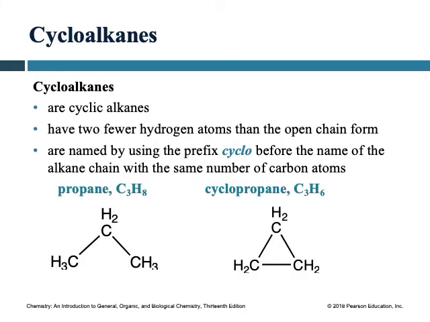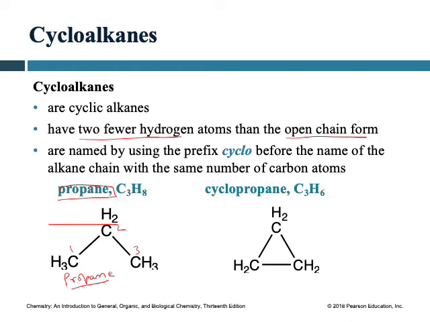So now let's talk about the cycloalkane. Cycloalkanes are special alkanes that are cyclic in nature, meaning they normally form a ring type structure, and they have 2 fewer hydrogens compared to the open chain form. So let's take an example. This was the name of this compound, 1, 2, 3. This is propane, and the name is saying this is a propane. This is the open chain structure of alkane.